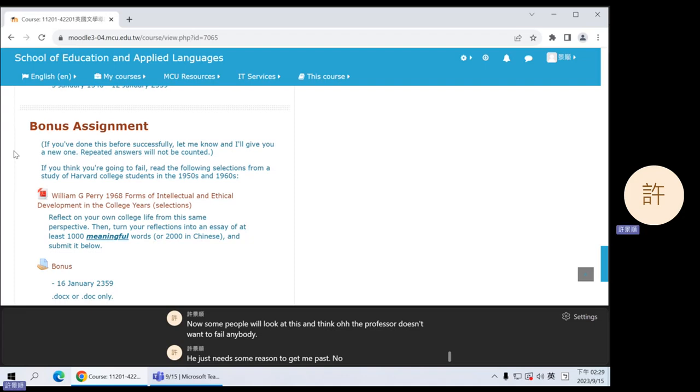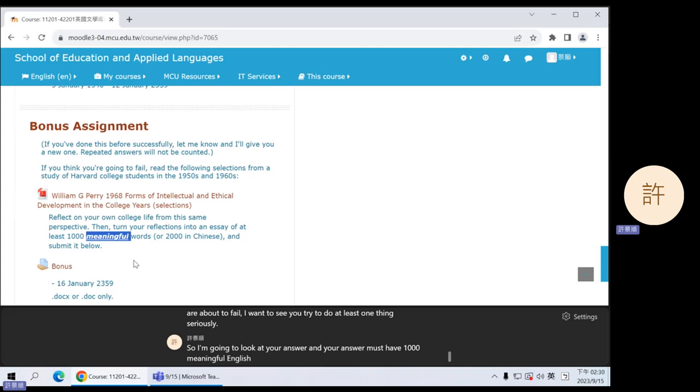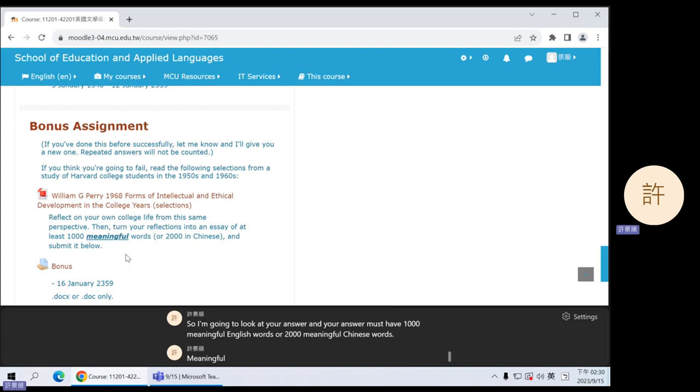No. The thinking behind this is, if you have not tried to do anything in this course and therefore you are about to fail, I want to see you try to do at least one thing seriously. So I'm going to look at your answer, and your answer must have 1,000 meaningful English words or 2,000 meaningful Chinese words. Meaningful means it has to say something, 要言之有物, and it has to be related to your personal experience, 跟你个人生命经验相关.